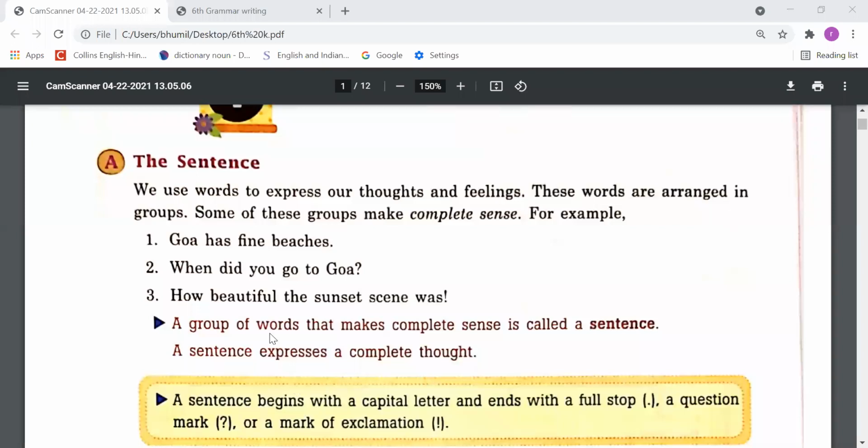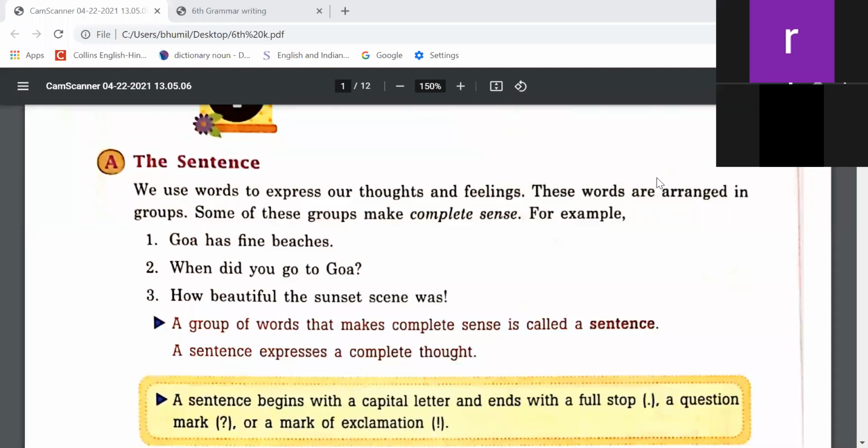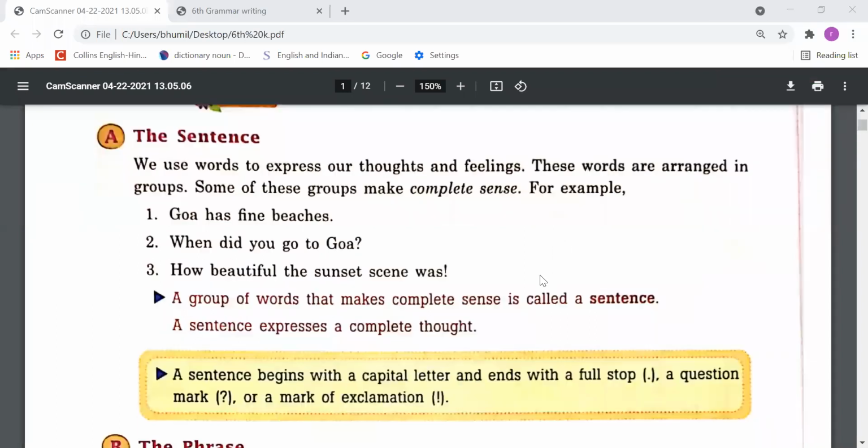Like Goa has fine beaches, so we have used four words here, and these four words are giving a sense, a meaning. That's why we can call it a sentence. So ultimately, we need to understand a group of words which gives sense is called a sentence.